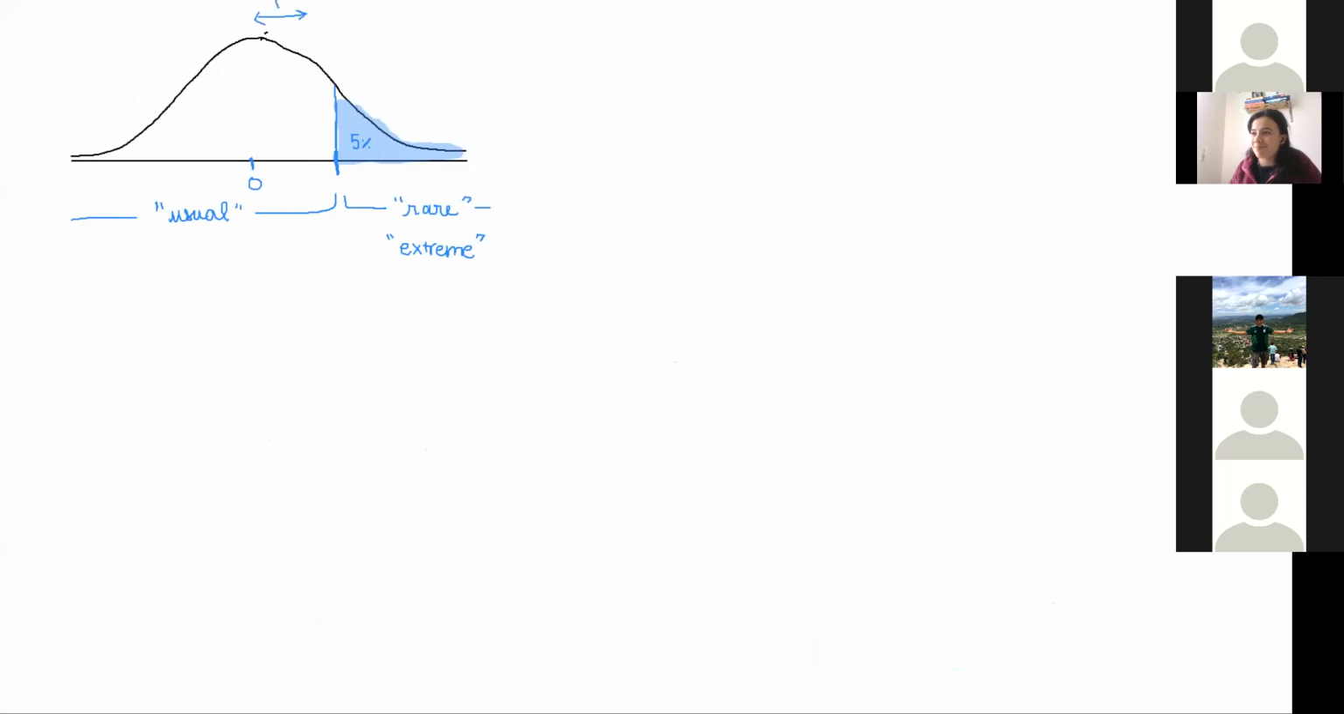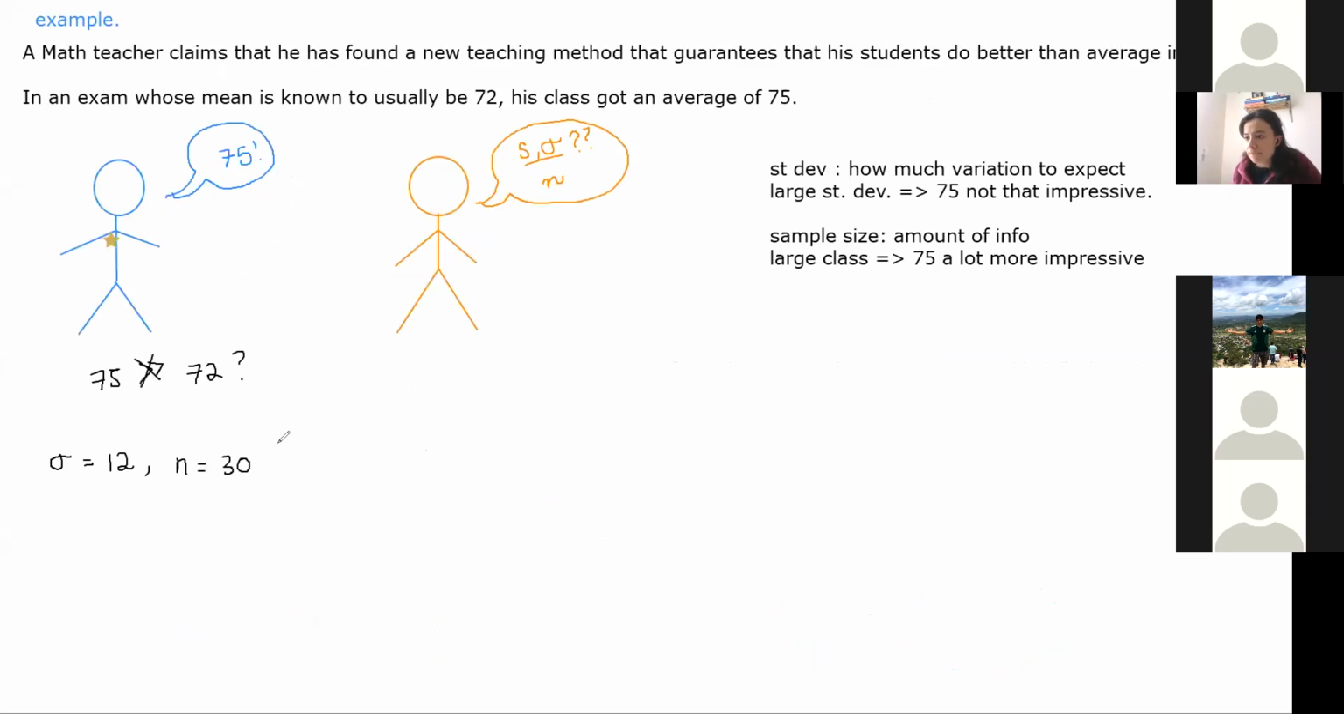Sorry, maybe I missed it, but where did 12 and square root of 30 come from? I just specified that here. Oh, okay. I'm sorry, I didn't see that. Yeah, so this was just given. This is information that you would be given in any case like this.